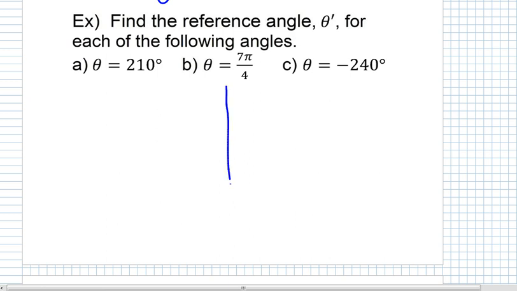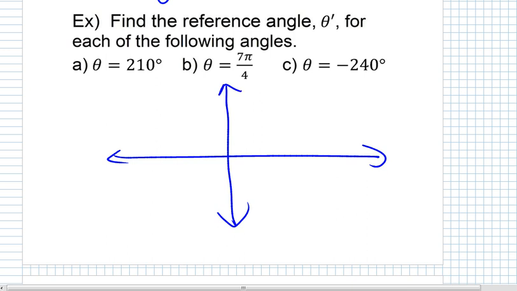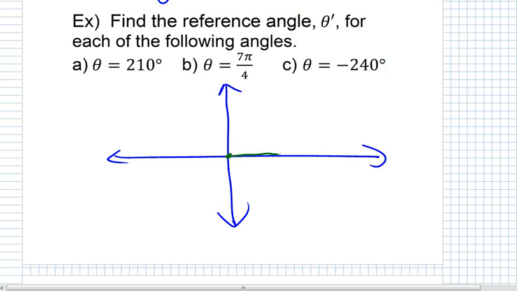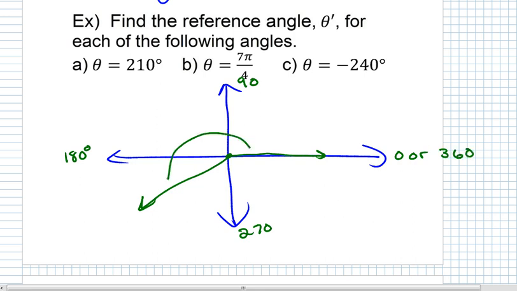Alright, so if we want to find some reference angles for certain angles, here's what we will do. So for example, 210 degrees. If I draw 210 degrees, remember, it is in the third quadrant. Because remember, this is 180, 0, 90, 270, 360. So 210 would be somewhere in the third quadrant.